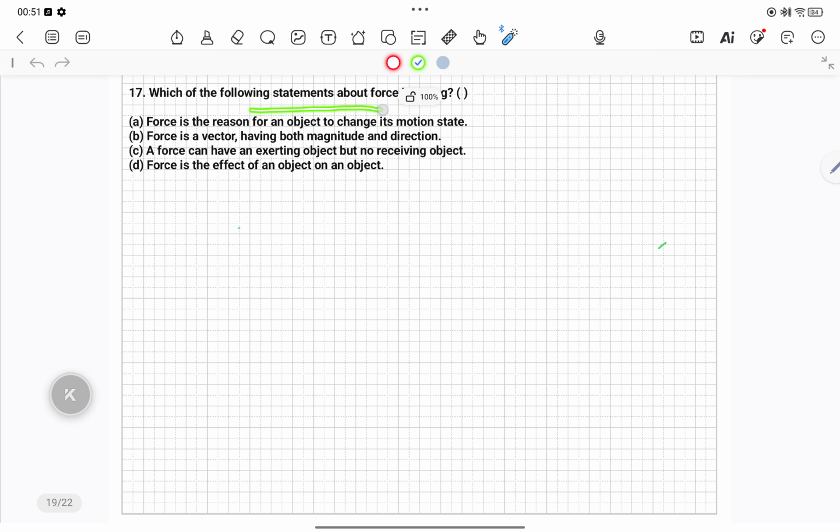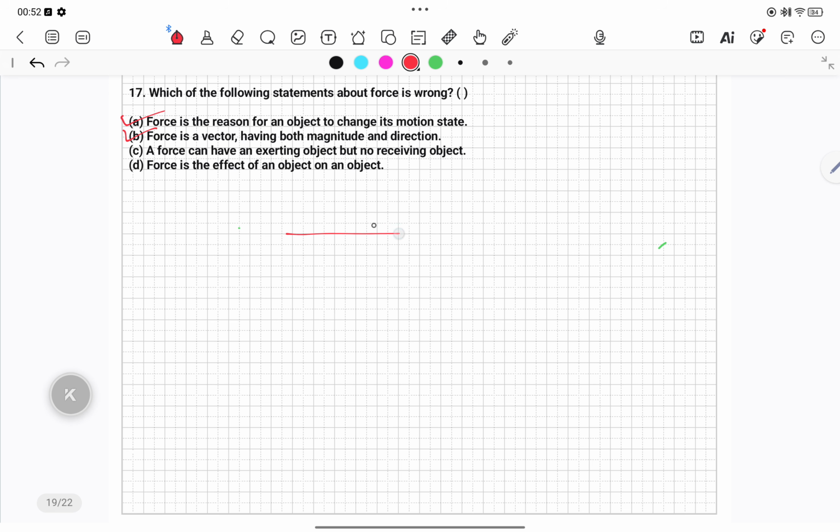Which of the following statements about force is wrong? Statement A, force is a reason for an object to change its motion. Yes, this statement is correct. That force changes the state of motion. So this option is correct. Force is a vector, having both magnitude and direction. This is also correct.